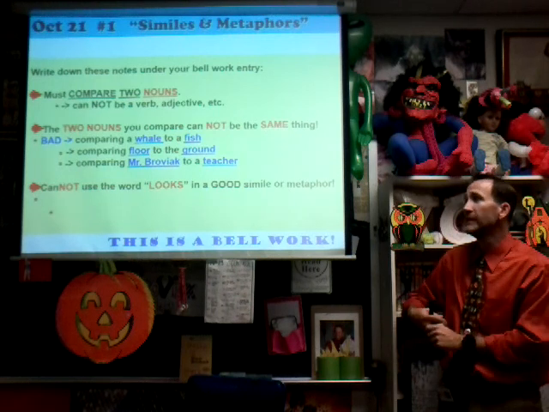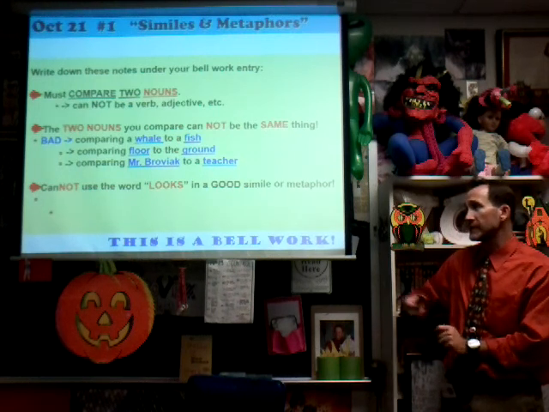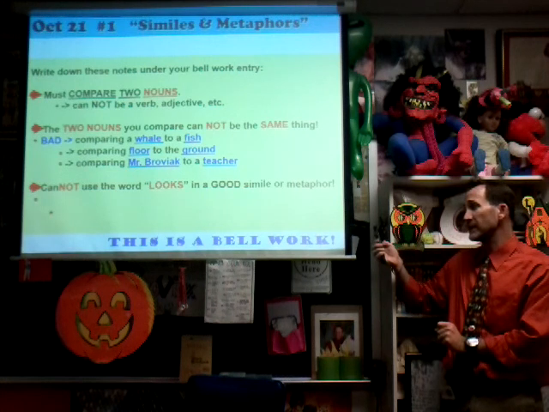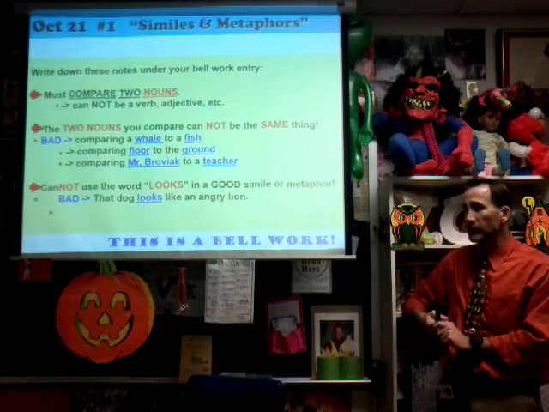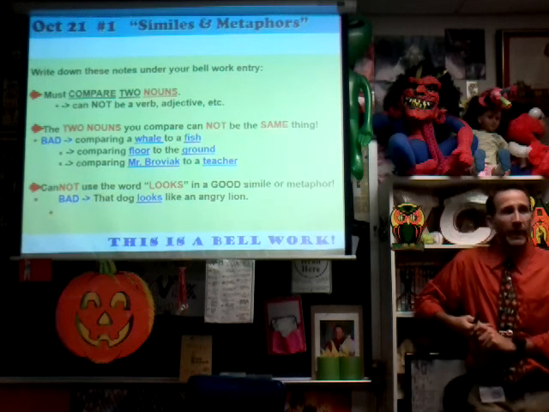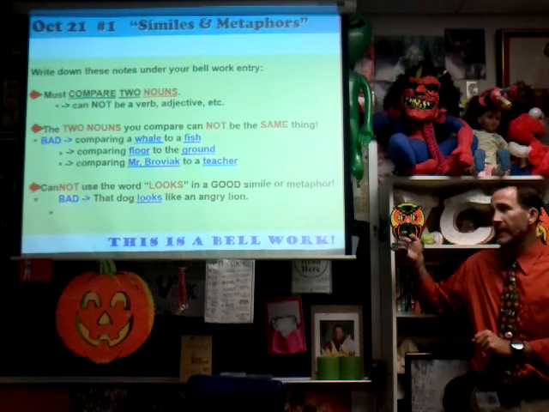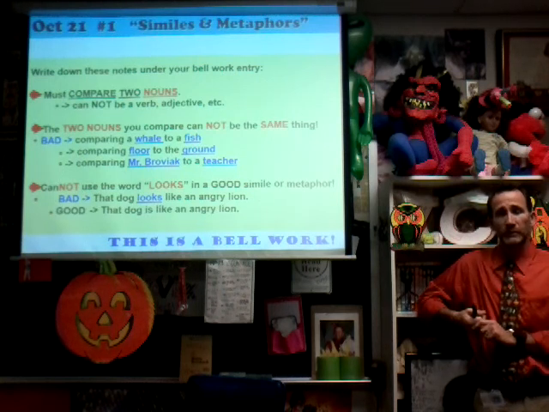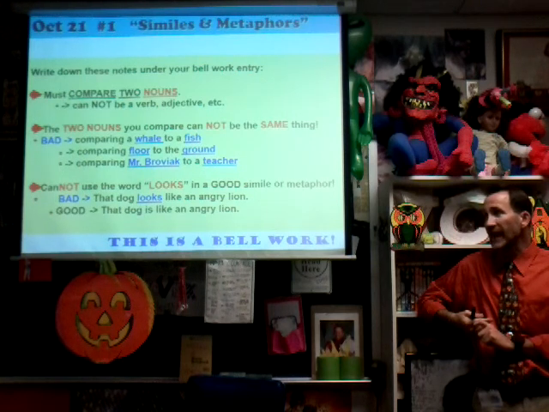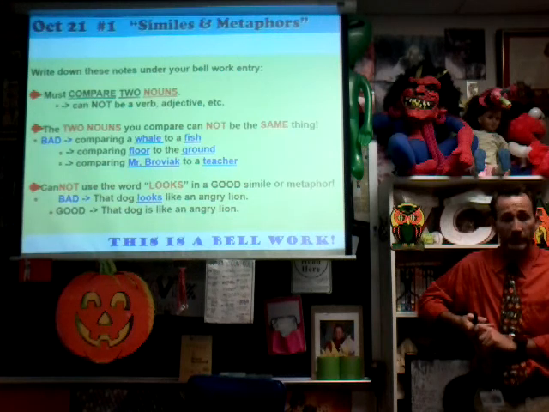And then finally, you cannot use the word looks in a good simile or metaphor. It makes it globetrottery and weak, and I'll have to make fun of you. So if you have that dog looks like an angry lion, that makes it all globetrottery and weak. Take out the word looks, replace it with is or was or some other word, and that dog is like an angry lion makes a lot more sense.